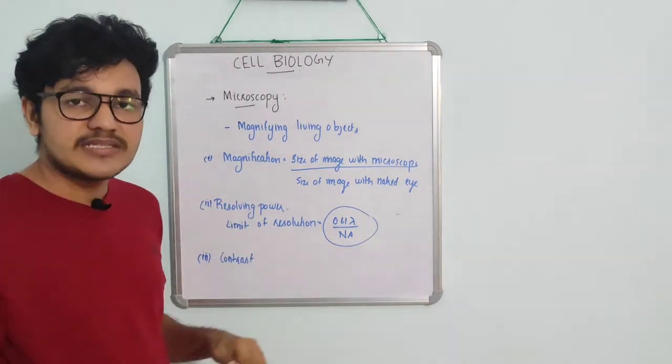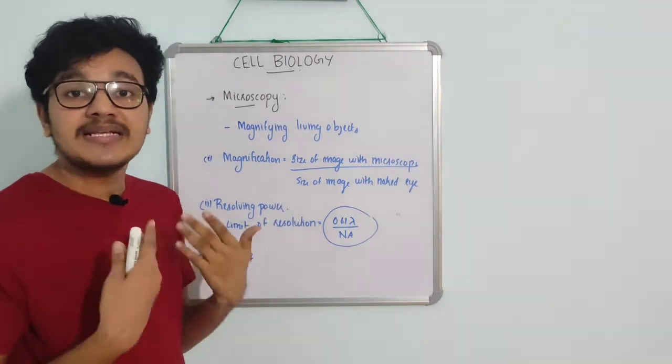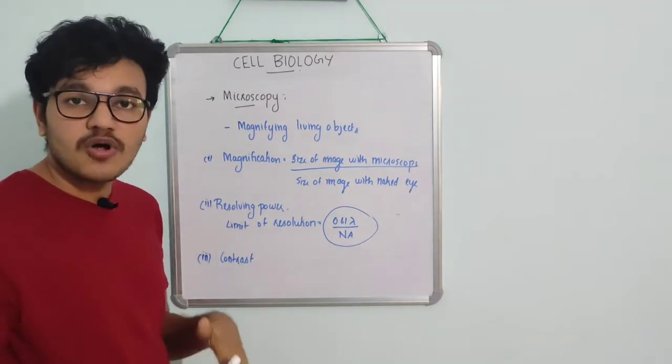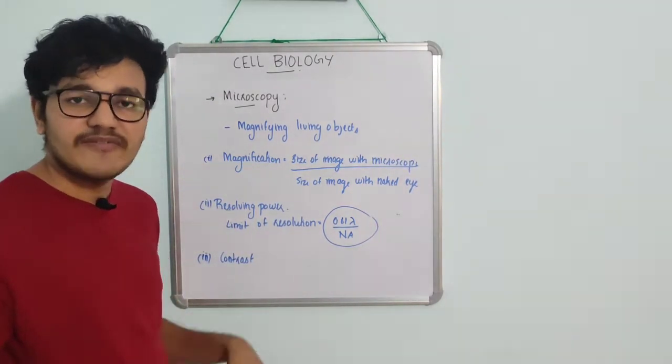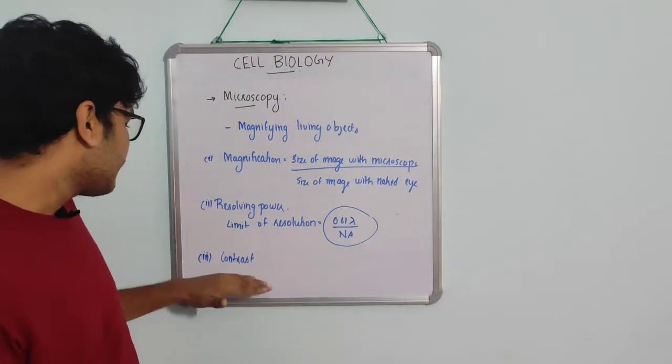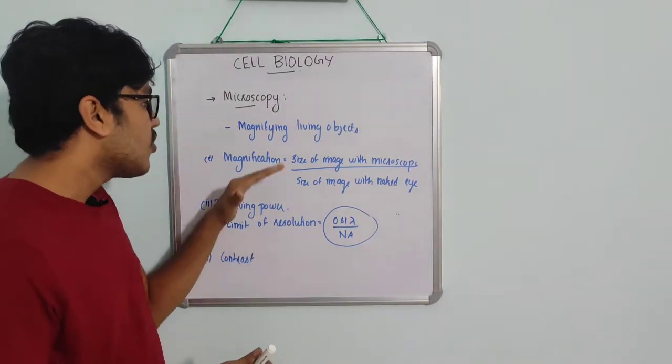The third one is contrast. A high contrast image makes it easier to understand its components, the components of a cell or microscopic living organisms. So that is very important. These are the 3 points that we have to relate to a microscope.